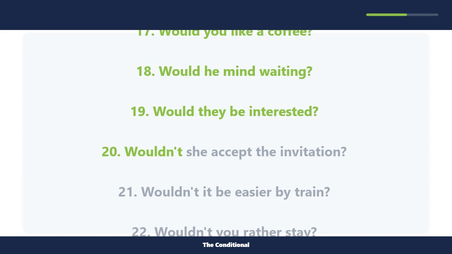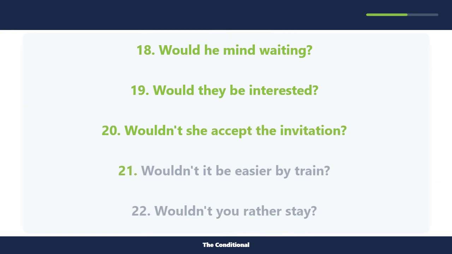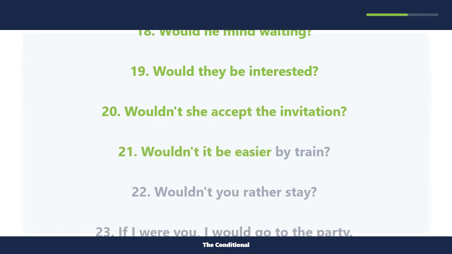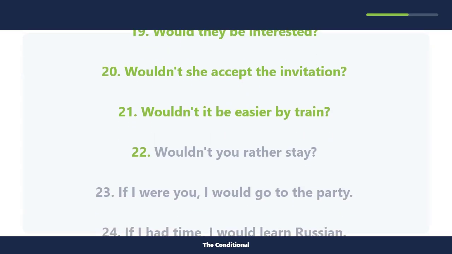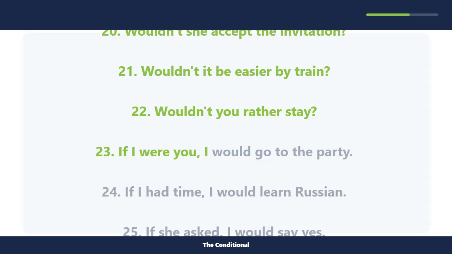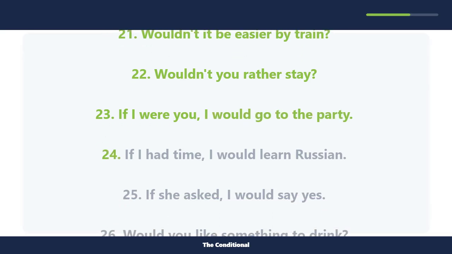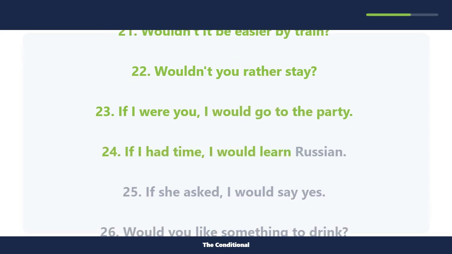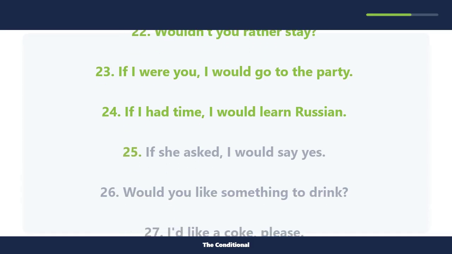20. Wouldn't she accept the invitation? 21. Wouldn't it be easier by train? 22. Wouldn't you rather stay? 23. If I were you, I would go to the party. 24. If I had time, I would learn Russian. 25. If she asked, I would say yes.